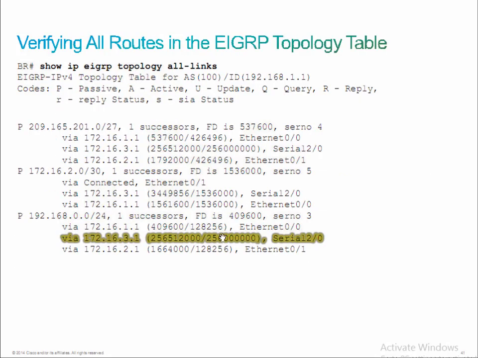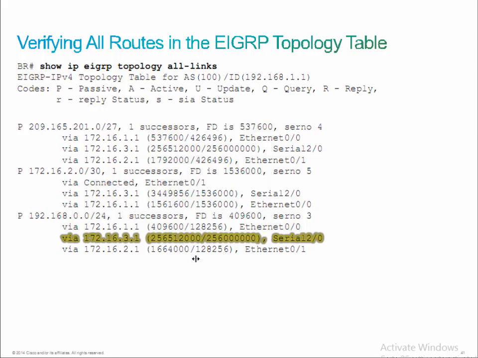There is a third path. So if I do a show ip eigrp topology all-links, I can see that third path, 256.00000. That's the reported distance because of the offset that we have applied in the configuration. And the overall path metric is 256.12000.